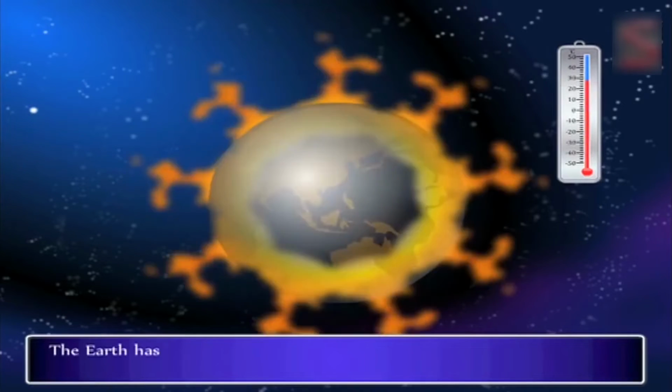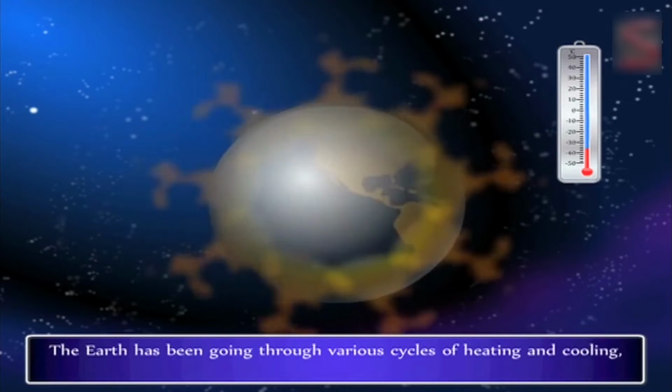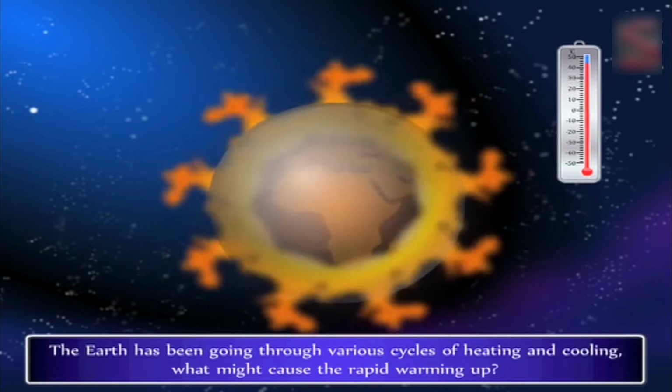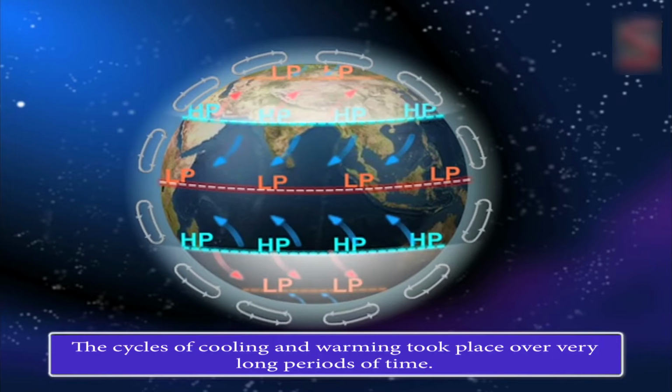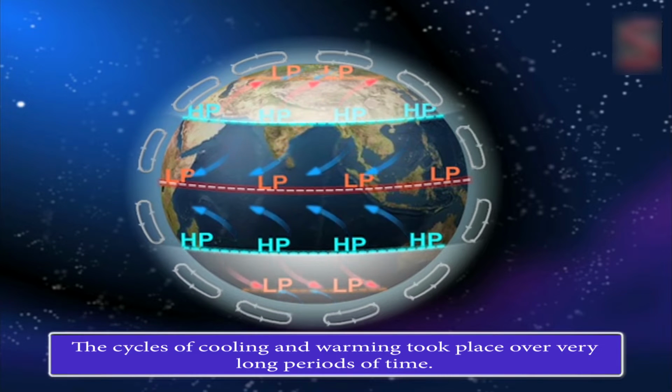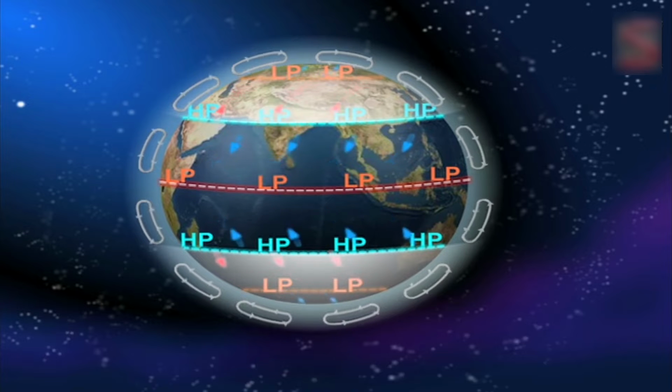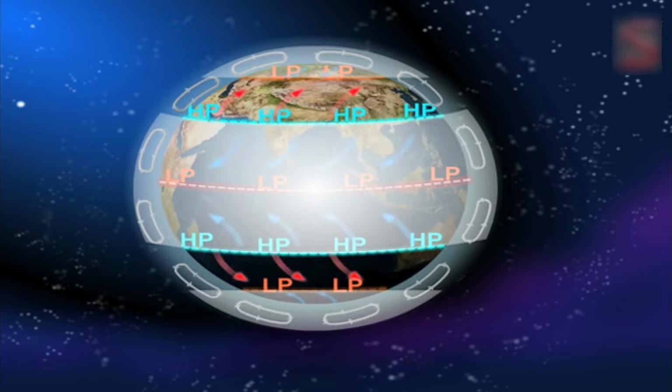But why do you think one should get alarmed about the rapid warming up of the planet? Although the Earth has been going through various cycles of heating and cooling, what might cause the rapid warming up? Students, the cycles of cooling and warming took place over very long periods of time. As a result, most of the life on Earth gradually adapted to the changes. But students, what is happening now is that the heating is happening very rapidly, which is leading to catastrophic changes.